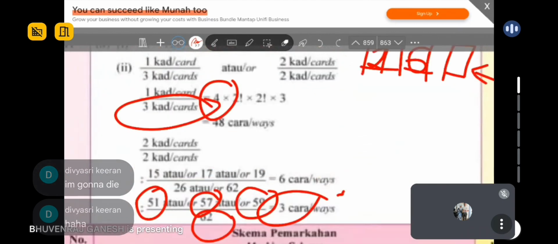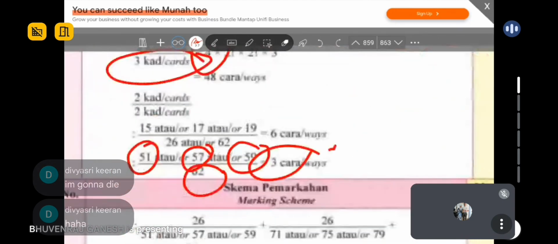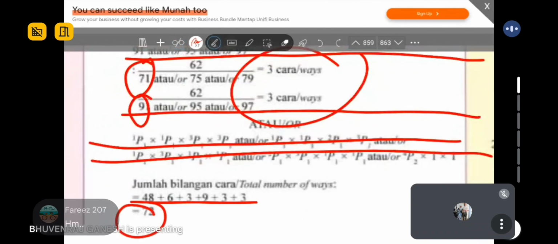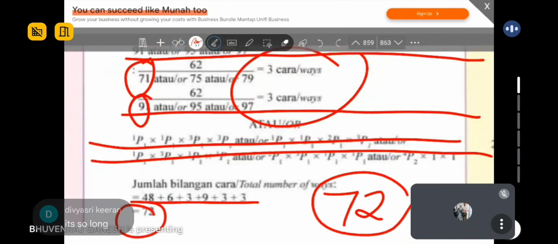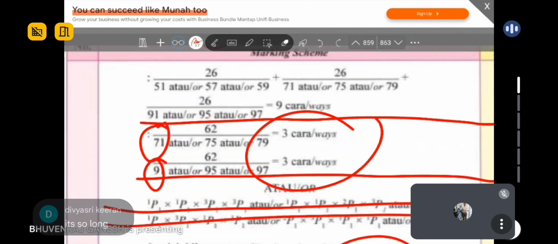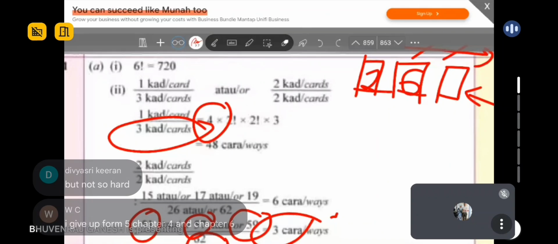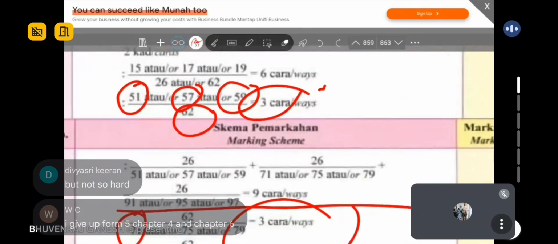Okay, you just plus every single answer here. Tambah semua. You will get the answer 72. Guys, sangat kecil jawapan. It's so small, the answer, 72 only. Yes, very long, because there are many cases. Add all the cases together. Tambah semua. Don't give up, guys, please.